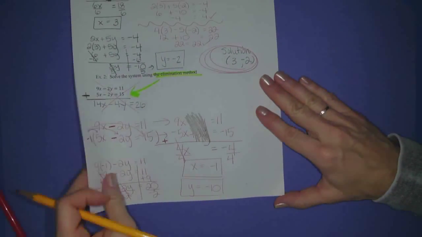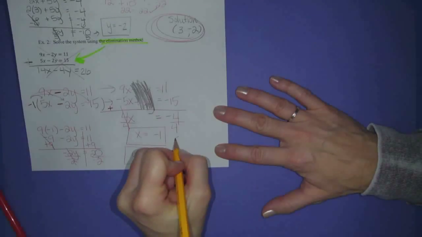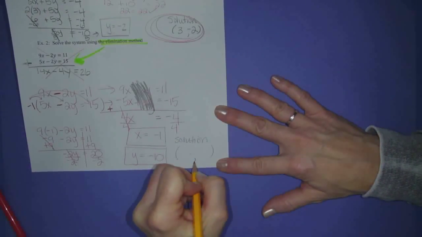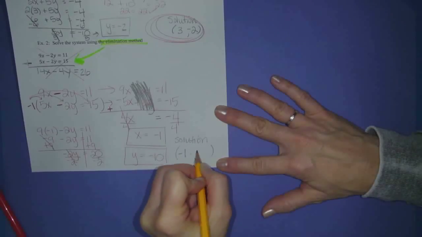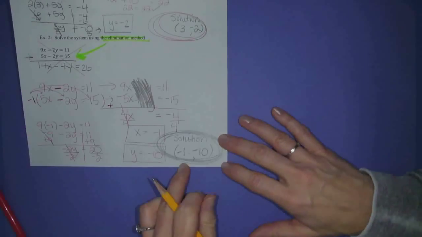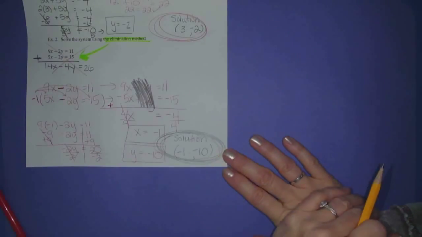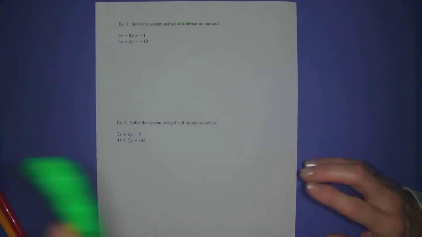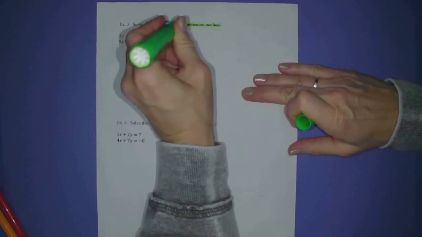So my solution to this second example will be the ordered pair negative 1, negative 10. And you could go back and check it if you like. Okay, let's flip this over. We've got 2 to go. Example 3. Here we go. Solve the system by using the elimination method.